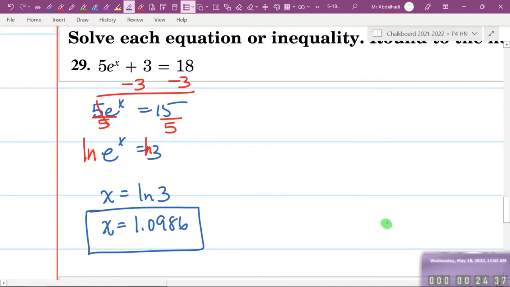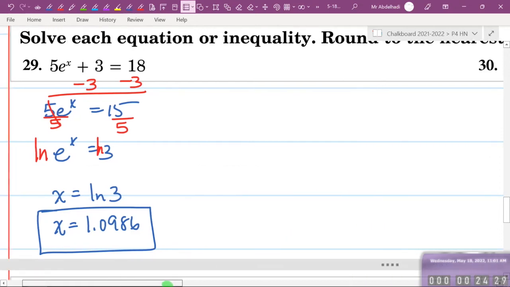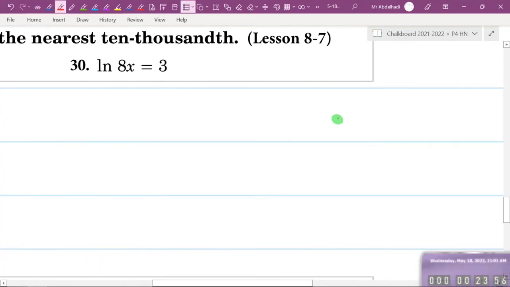Ln 3 is what I would expect on a test or a quiz, but this worksheet is saying go to 4 decimal places. All right, next one, number 30. Ln 8x equals 3. You can't drop the logarithms because there's no logs on both sides. So basically it's a circular method, right? What's the base of this ln? E. So you're going to say this to the power of this equals this.